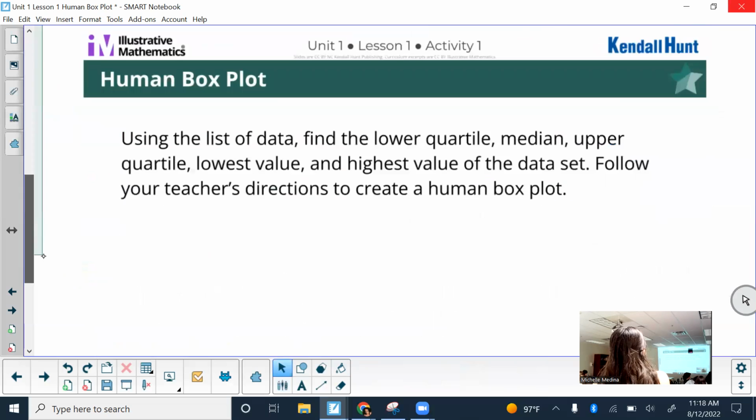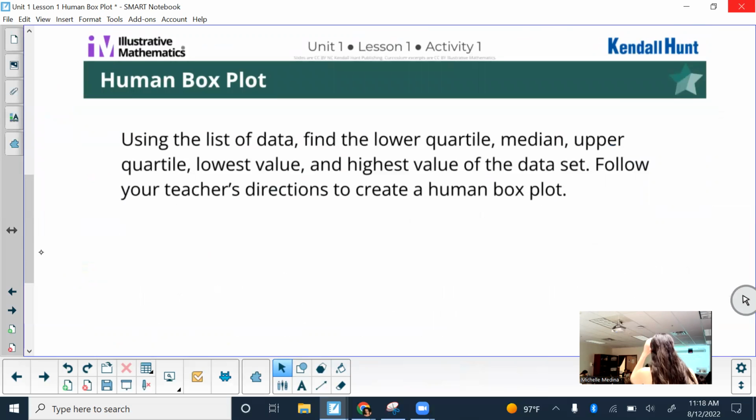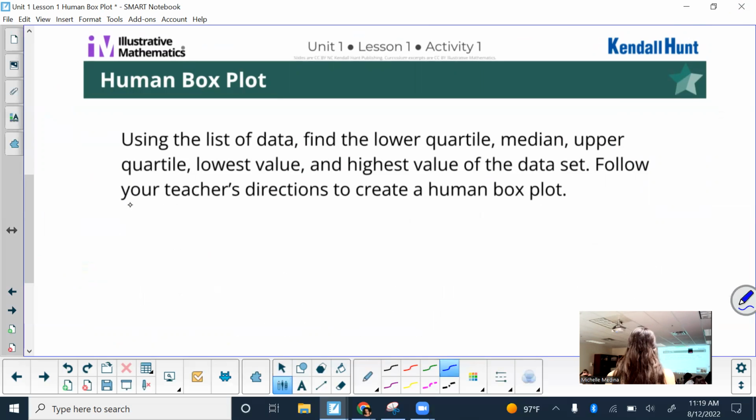What we'll do now is we are going to create a human box plot. So first I'm going to pass out an index card, and you're going to write your shoe size big on the index card. And just to keep it consistent, we're going to do shoe size in men.